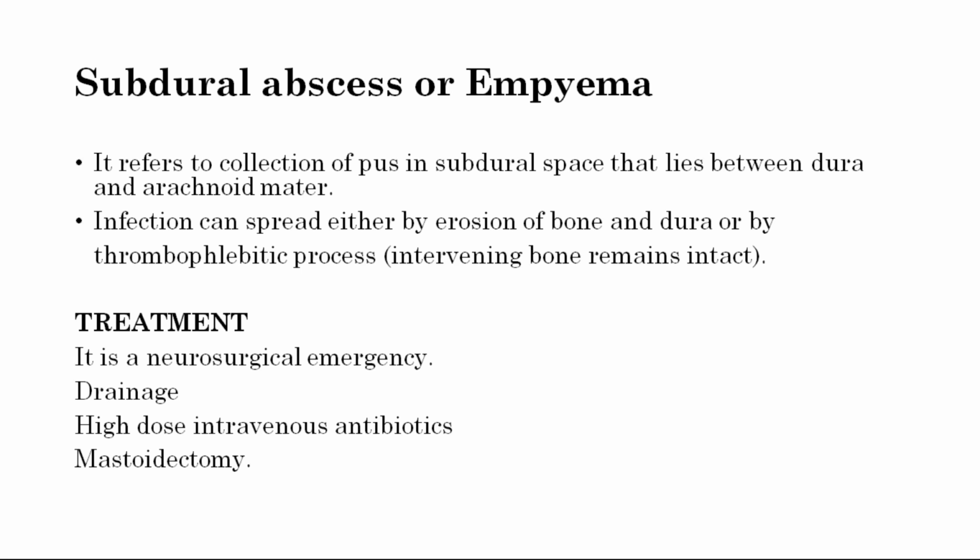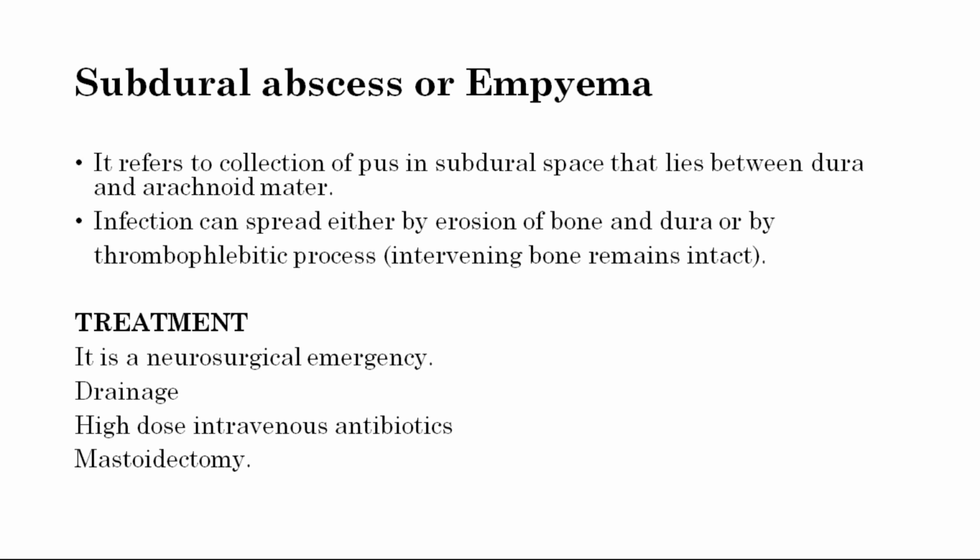MRI can also tell you whether the subdural abscess is a sterile one, or has blood in it, or has pus in it. So that also you can know by MRI. So very important. You should do an MRI, and drainage should be done. Here in this case, lumbar puncture is contraindicated to prevent herniation of the cerebellar tonsils. So you have to drain it immediately, and a high dose of intravenous antibiotics should be given.